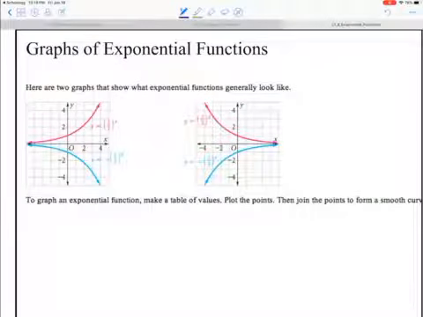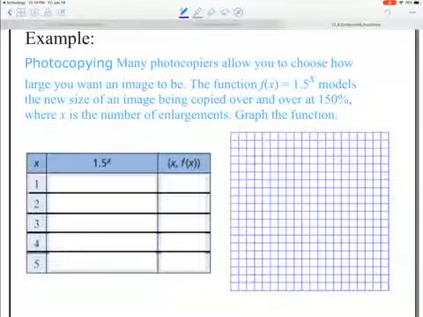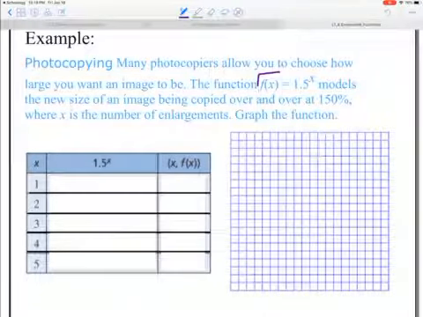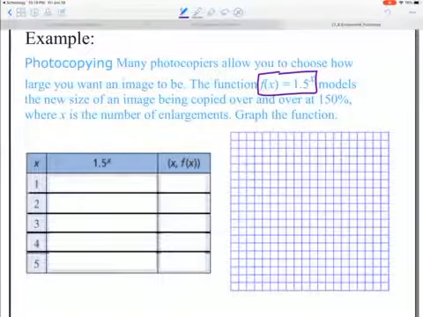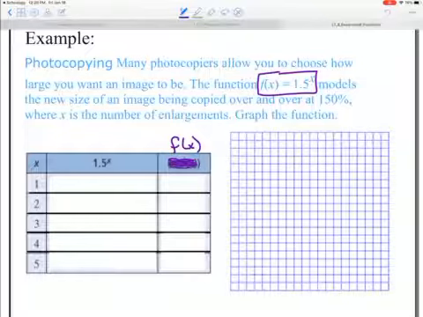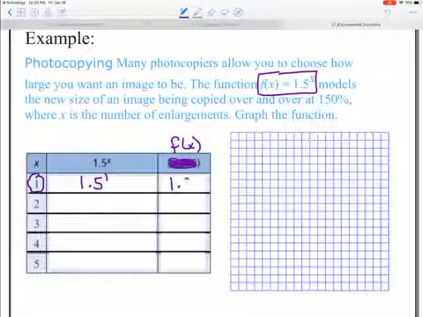Just a reminder of our exponential growth functions and what they look like. Let's look at photocopying. Many photocopiers allow you to choose how large you want an image to be. Here's your function. It models the new size of an image being copied over and over at 150%, where x is the number of enlargements. Let's have this column be f of x. If I have a domain of 1, I'm plugging 1 in for that function. So I'm doing 1.5 to the first power, and I get 1.5.